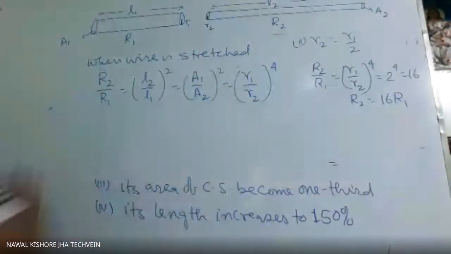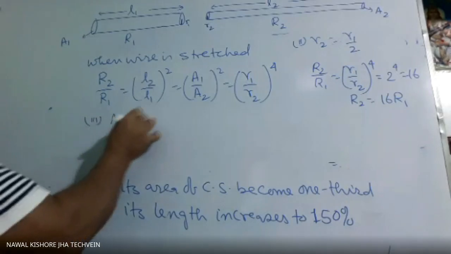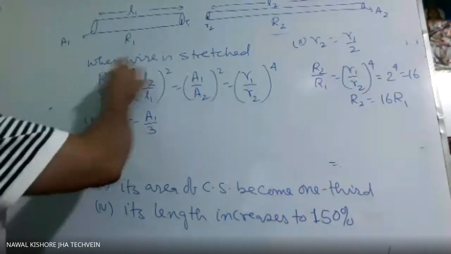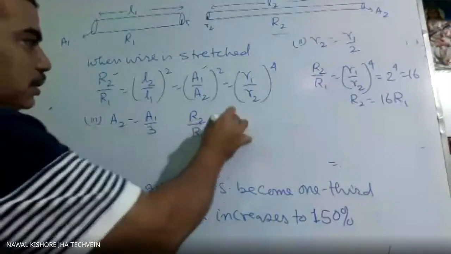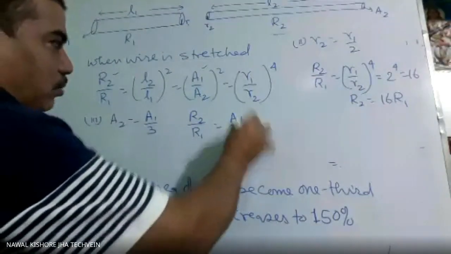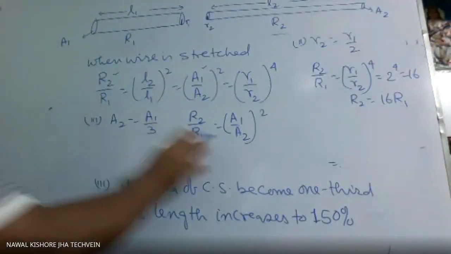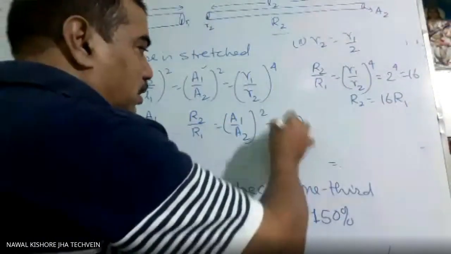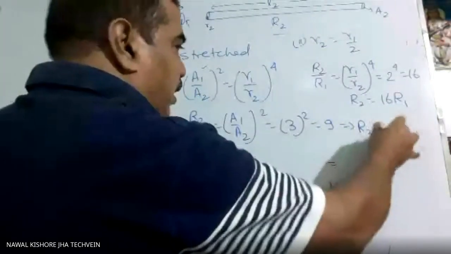Third one is area of cross section becomes 1/3. So in the third one we are given this A2 is 1/3 of A1. So use this relation. R2 by R1 is A1 by A2 whole square. In place of A2, we'll write A1 by 3. So 3 will go up, A1 cancels. So 3 square. So R2 will be 9 times R1.